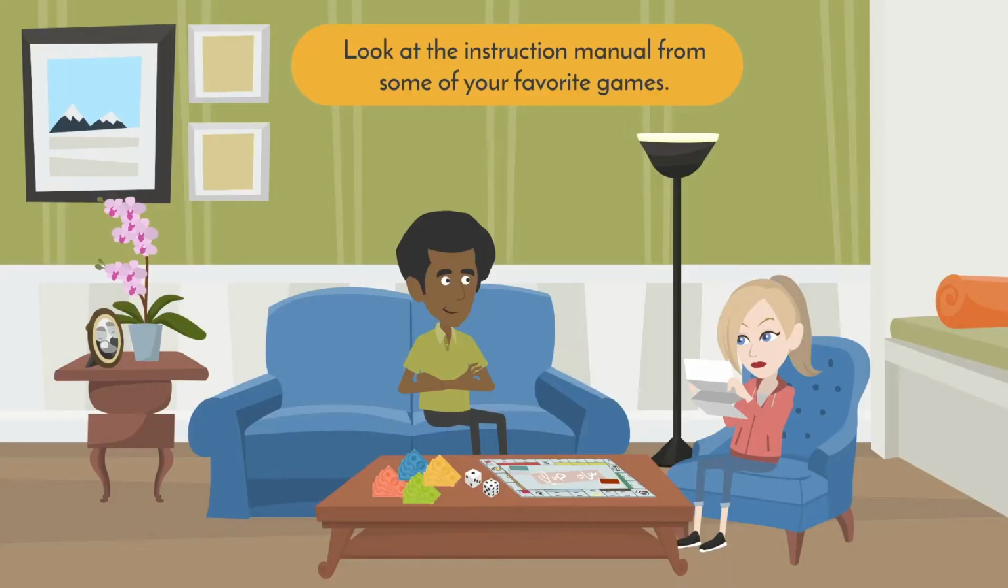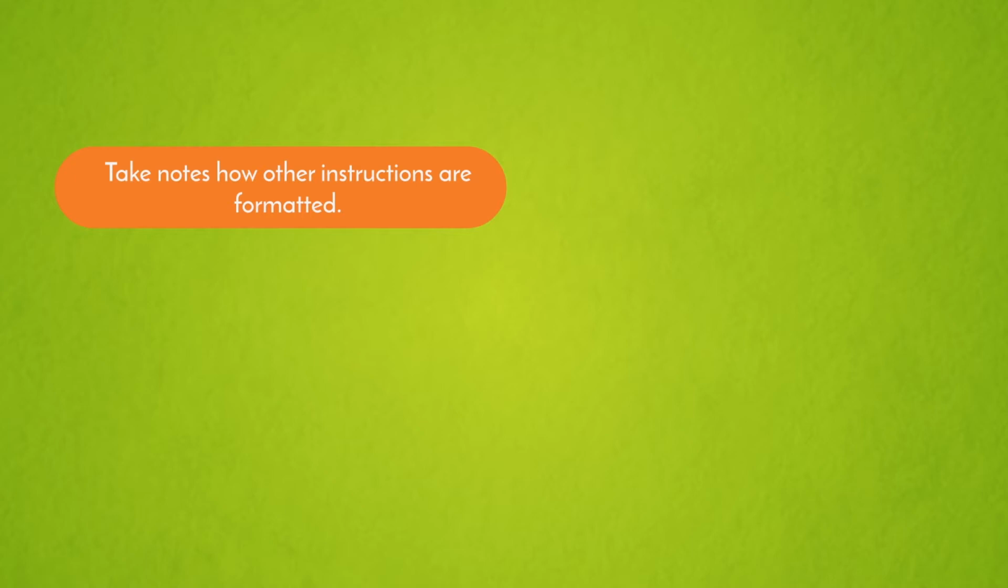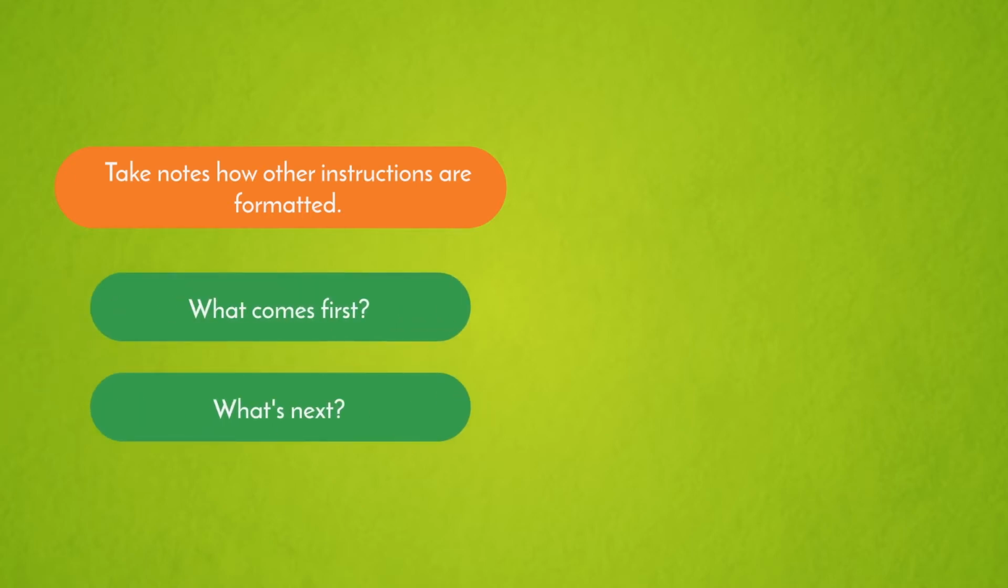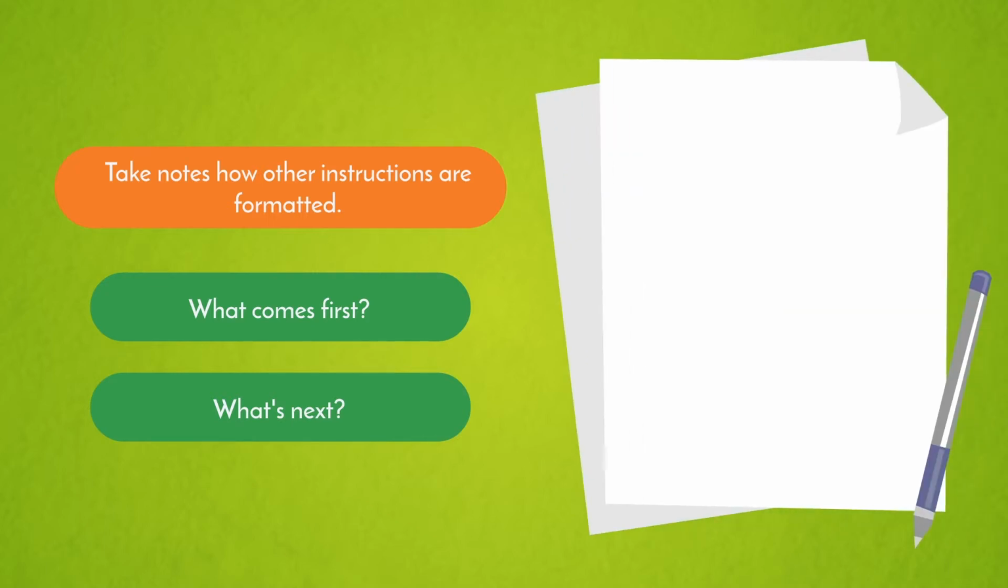To begin, look at the instruction manual from some of your favorite games. Whether you're writing your game rules on a notepad, whiteboard, or printing in a pamphlet, take a look at how your favorite games format the instructions for inspiration and examples. Take notes of how other instructions are formatted. What comes first? What's next? When writing your own rules, try to follow a similar format.